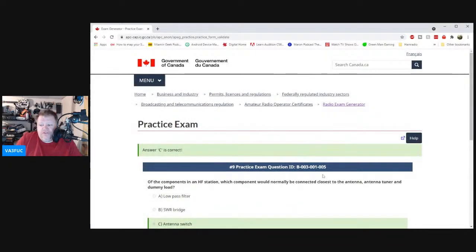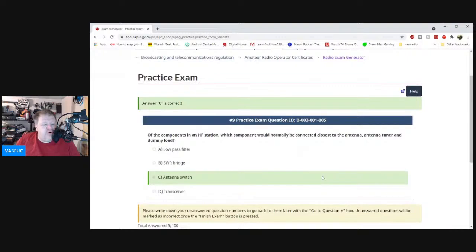Yep, C is the correct answer. That's what they were looking for. So an antenna switch is for switching different modes of antenna. So instead, an antenna tuner and dummy load. I know a dummy load is a load that we would send your signal through, from your antenna transceiver into the dummy load. That first got me thinking dummy load, got me thinking antenna switch is what they were looking for.